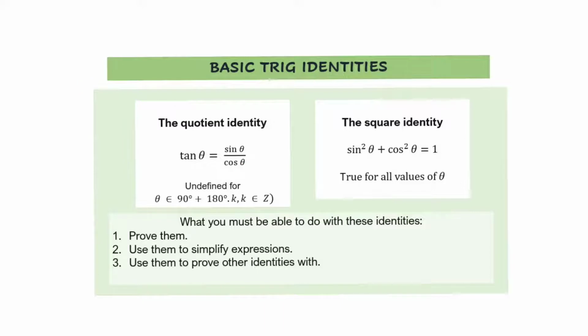So you're not allowed to put in any multiple of 90 there in the denominator, because then it will be undefined. Then we get the square identity, the famous sine square plus cos square is 1. This is true for all possible values of theta. Okay, so what are you going to do with these two identities? Well, first you must be able to prove them. Where do they come from? Then you have to use them to simplify expressions, and then you will use them to prove other identities with.